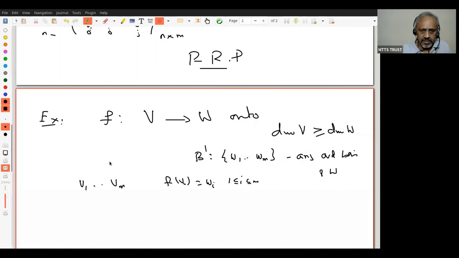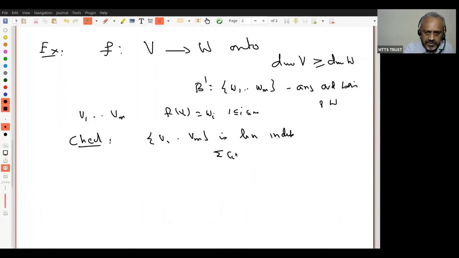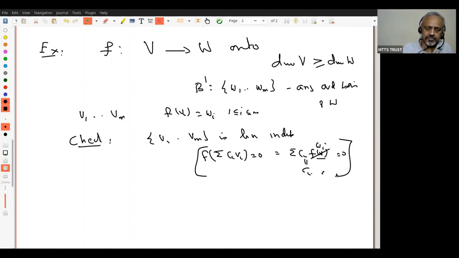Then it is easy to check. We had already done such things earlier, so I am just leaving this. V1 to Vm is linearly independent because summation Ci Vi is 0. Therefore, F of summation Ci Vi will be 0, but this will be summation Ci F of Vi, but these are all Wi. That's equal to 0. That means Ci's are 0. Okay, I quickly went through the proof for you. All right.